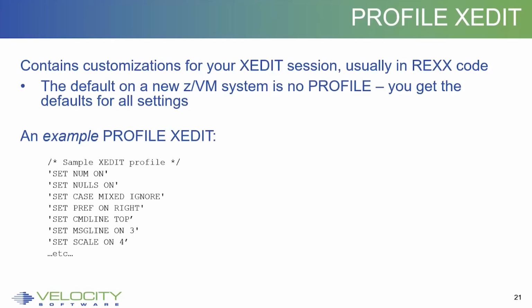On some systems, you may have access to a tools disk or a public disk or something that the system administrator has made accessible for everyone that has a profile XEdit on it that will set things a little bit differently for you. But normally, you're going to get a default XEdit session like I showed at the very beginning, with the prefix area with equal signs, the current line in the middle with the scale right underneath it, and the command line at the bottom.